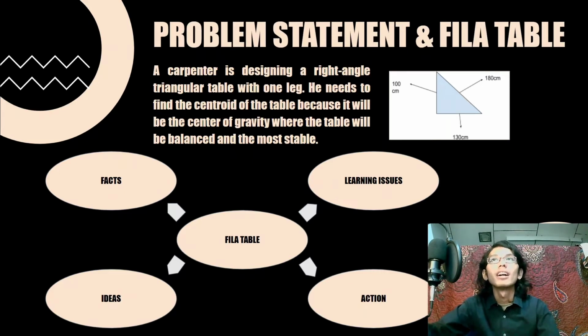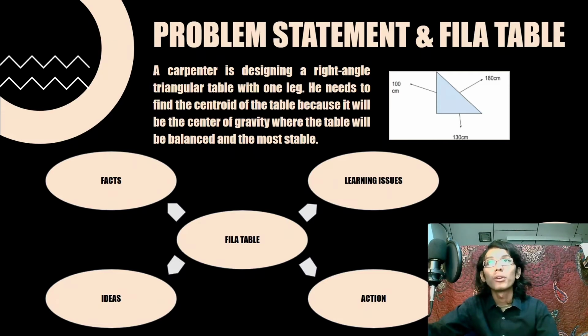According to the diagram on the right side, we can relate the situation to real life where a carpenter needs to find the centroid of the table as the center of gravity of the table so the table will be balanced and stable to use. In our FILA table, the facts for the project are that the centroid is the center of mass of a 2D lamina or 3D solid. The centroid of a solid is the point at which the solid will balance.